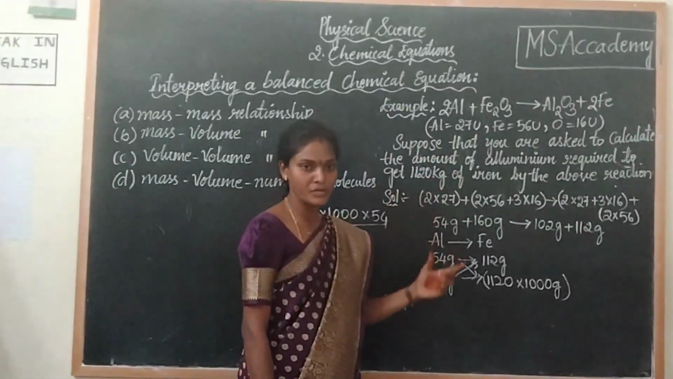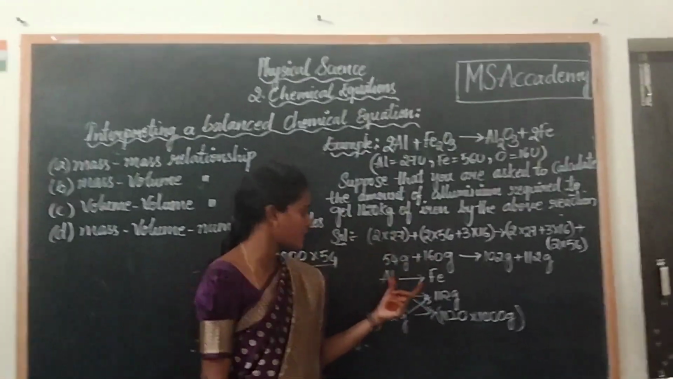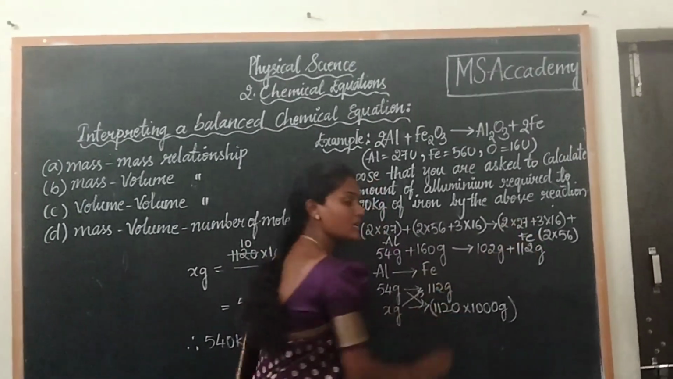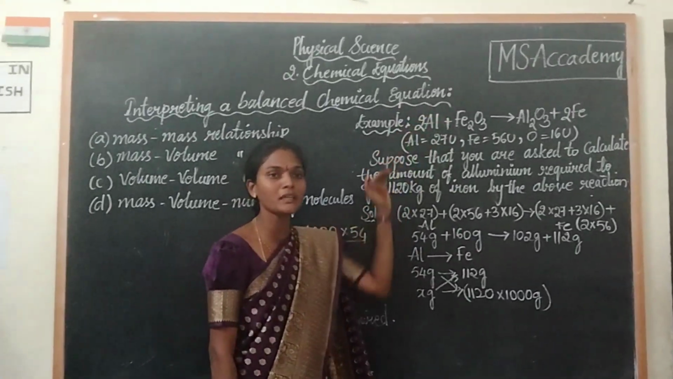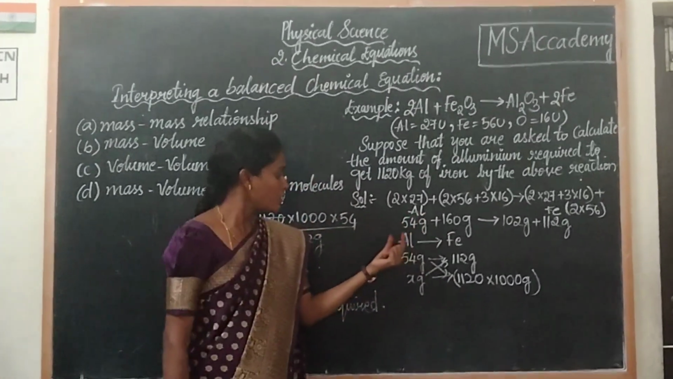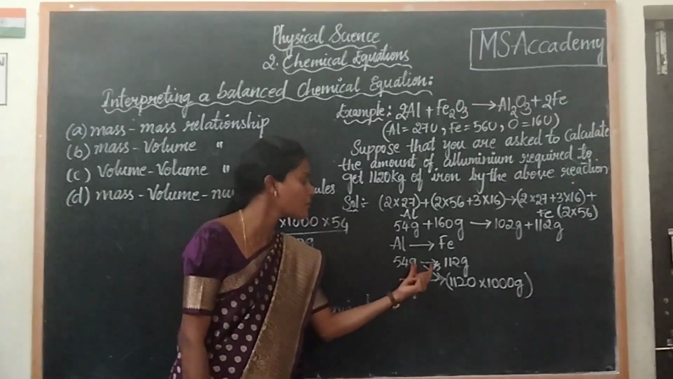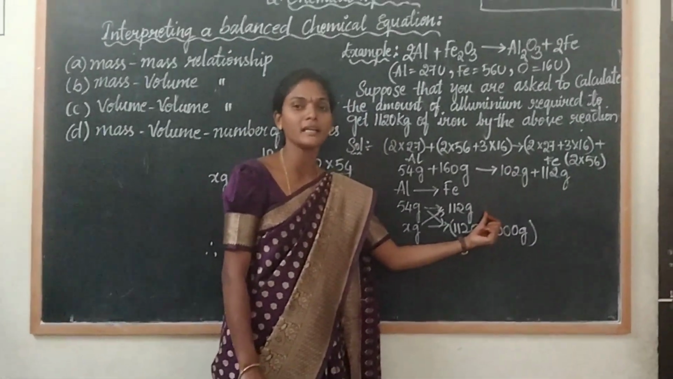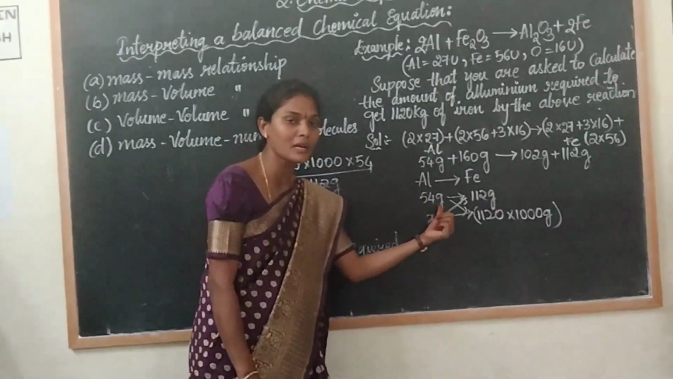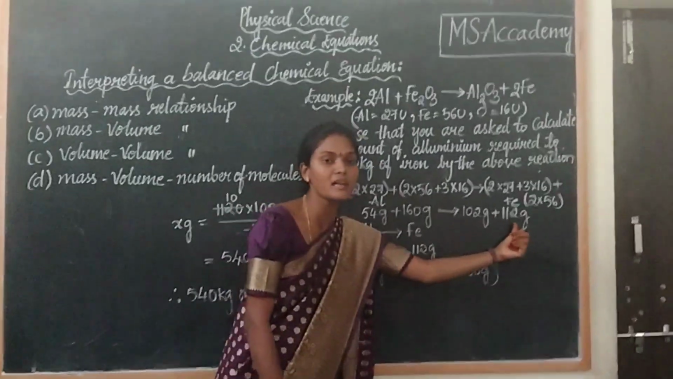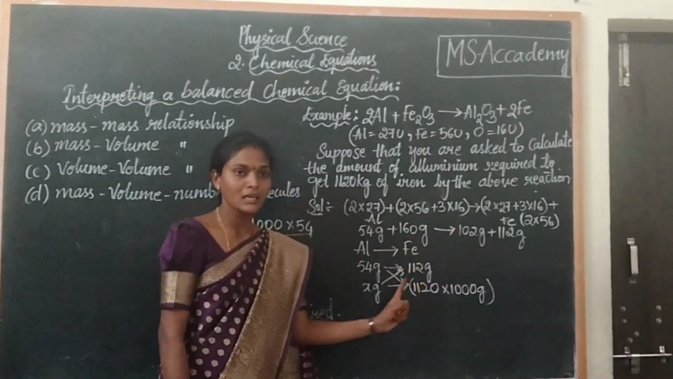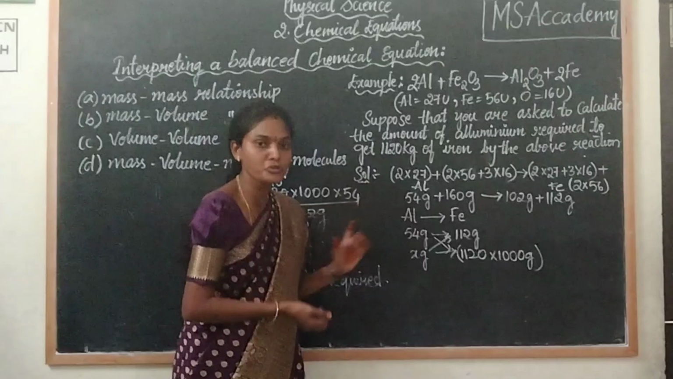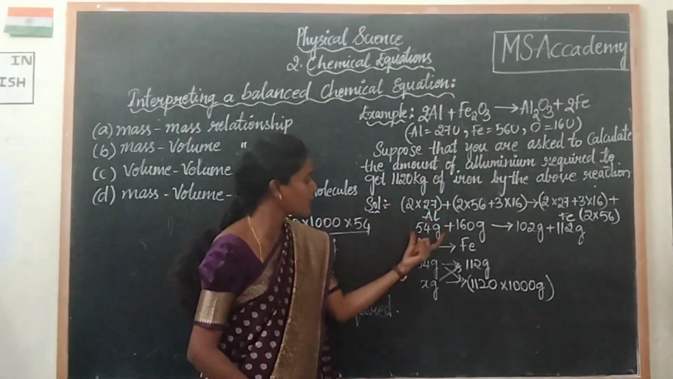Now as per the balanced equation, this is aluminium, this is iron. When I take 54 grams of aluminium, how many grams of iron am I getting? 112 grams of iron. Yes, when I take 54 grams of aluminium, I am getting 112 grams of iron, as per the equation. You just have to compare. These are the terms I have substituted in the equation.